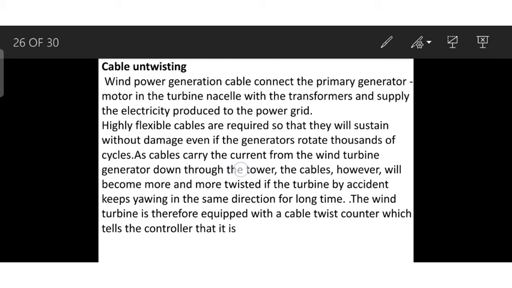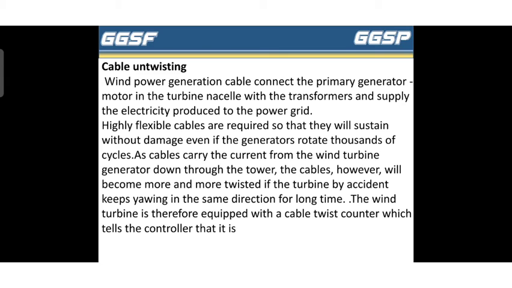Cable untwisting. Wind power generation cables connect the primary generator motors in the turbine nacelle with the transformer and supply the electricity produced to the power grid. Highly flexible cables are required so that they will sustain the generator rotating thousands of cycles without damage.